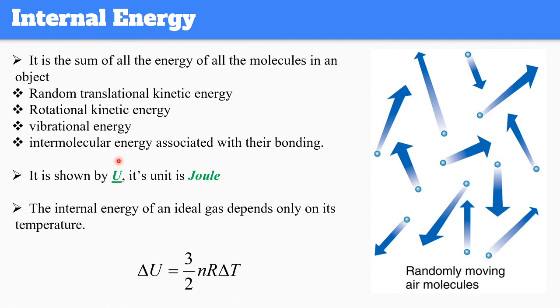And internal energy is shown by capital U. And since it's energy, the unit is joules. And the internal energy of an ideal gas depends only on its temperature. So we're talking about the energy of a gas. And remember, kinetic energy was related with temperature, so that is the internal energy of the particle as well. But it also depends on the number of moles and the gas constant. And of course, the change in temperature, not just the temperature. So if you would like to change the internal energy of a substance, you definitely need to change the temperature of that system.